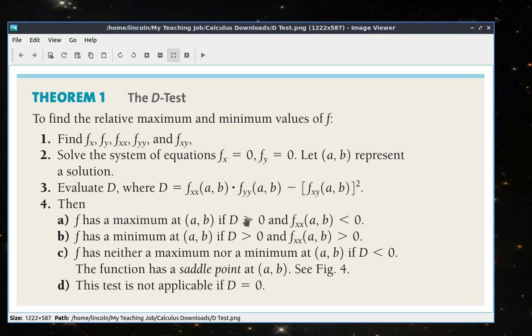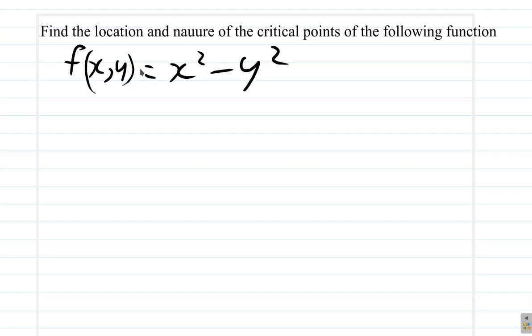If D is greater than 0 and fxx less than 0, then we have a maximum point. If D is greater than 0 and fxx greater than 0, or fyy greater than 0, both of them greater than 0, then we have a minimum point. And if D is less than 0, then we have a saddle point. So let's find fx, fy, fxx, fyy, and fxy.